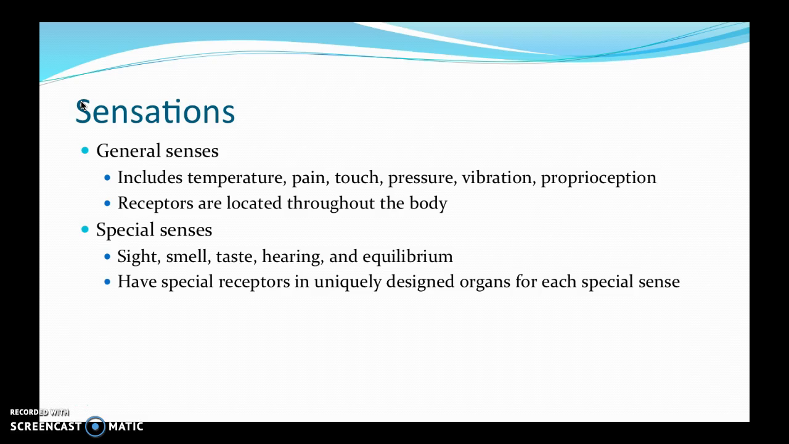What makes them different from a general sense is that there are special receptors in only one special organ for each sense. For example, you only see with the photoreceptors in the eye. You only hear with receptors in the inner ear. This presentation deals with the general senses only.